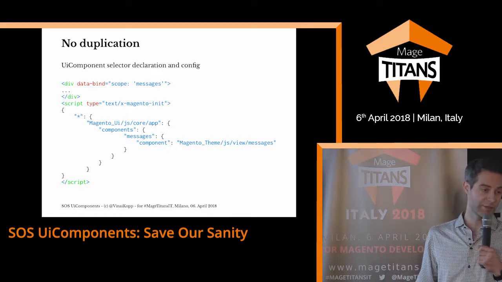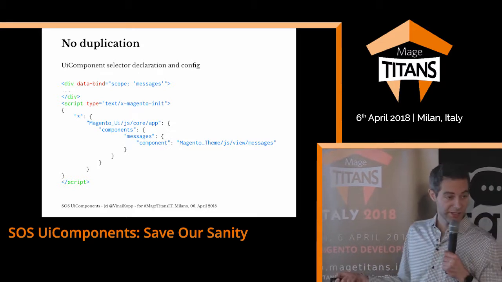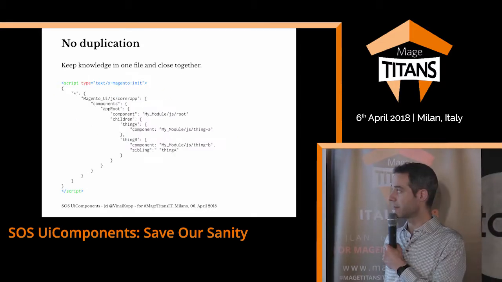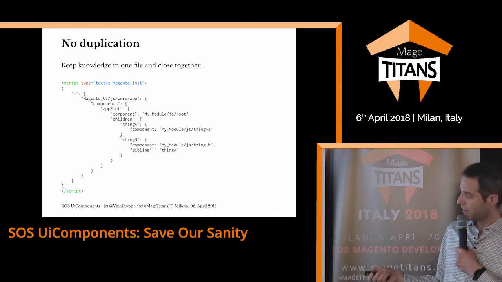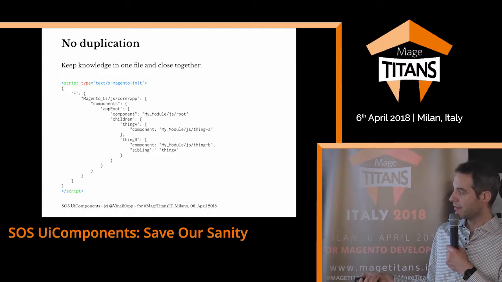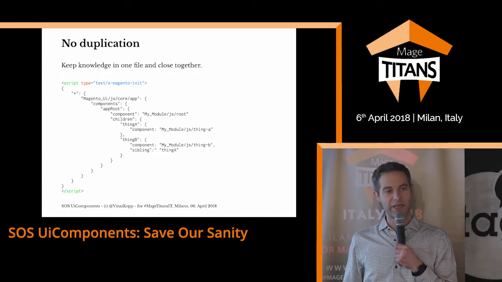Same for UI component names, right? So here, if I want to duplicate knowledge right here. So keep them close together. And if I have two components and they need to know about each other, so here thing B needs to know about thing A, yeah, why not place them as close as possible together and put the selector, the name, right here.